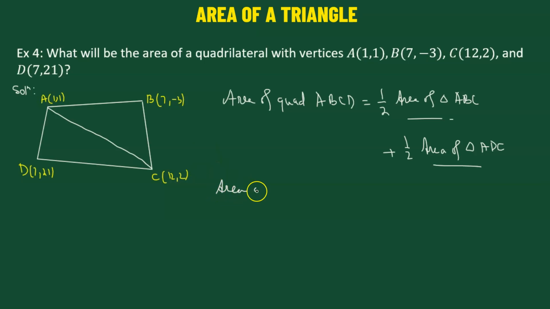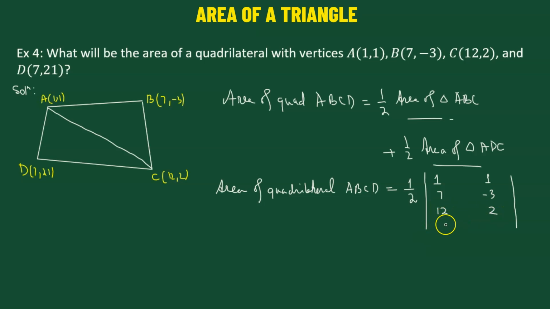So area of the quadrilateral ABCD, half multiplied by, so we will take the absolute value. In the first row, we'll start with the coordinate of A. So that's 1, 1. Then we have the coordinate of B, that's 7, negative 3. So we'll place it in the second row. Then we have C with coordinate 12, 2. That goes to the third row, followed by the coordinate of D, so that's 7, 21. And since we started out with the coordinate values of A, we'll have to end with A. So that's 1, 1.